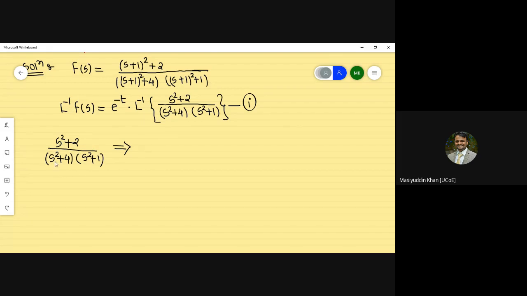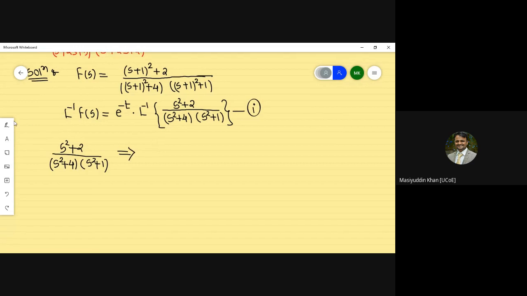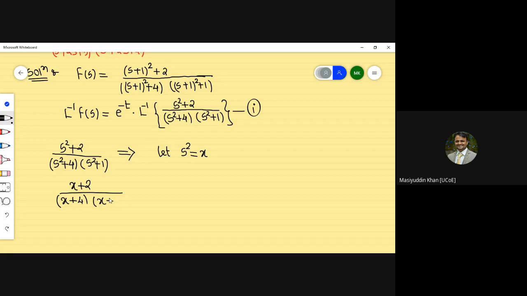So s square is there, s square is there, s square is there. So I'm considering, let s square equal x, so that it becomes x plus 2 over x plus 4 and x plus 1, so it becomes a very easy route. I will get a by x plus 4 plus b upon x plus 1, because it is a simple route.